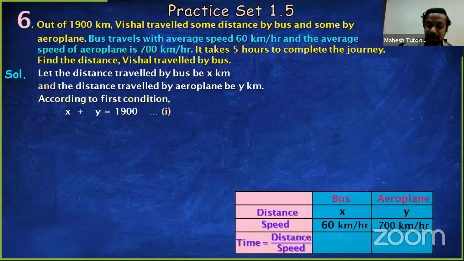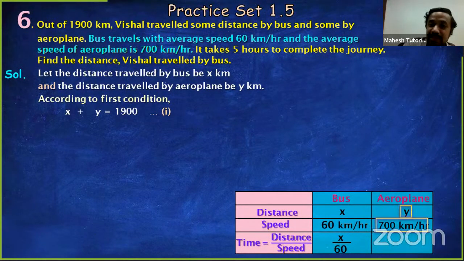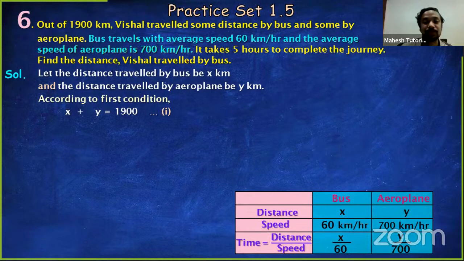What is time equal to, students? Distance upon speed. So can you all tell me, through bus, what is the distance? X. What is the speed? 60. So if I want to express it as distance upon speed, how will it be written? X upon 60. So X upon 60 is the time for which mode of transport? Bus. Similarly, for the aeroplane, the distance is Y, speed is 700. So expressed as distance upon speed, it would be Y upon 700. This Y upon 700 is the time for which mode of transport? Aeroplane. So the bus time was X upon 60, the aeroplane time was Y upon 700.